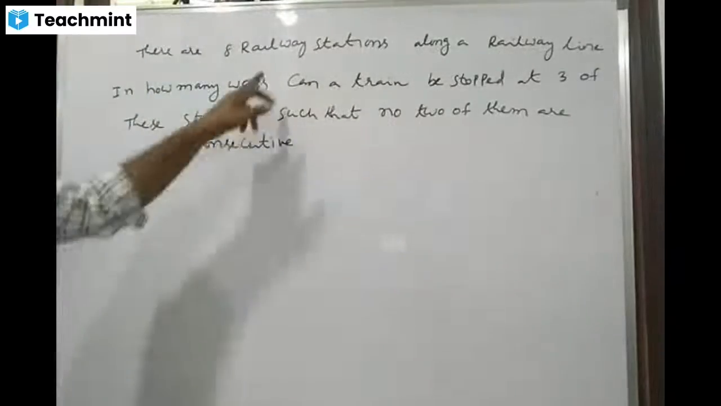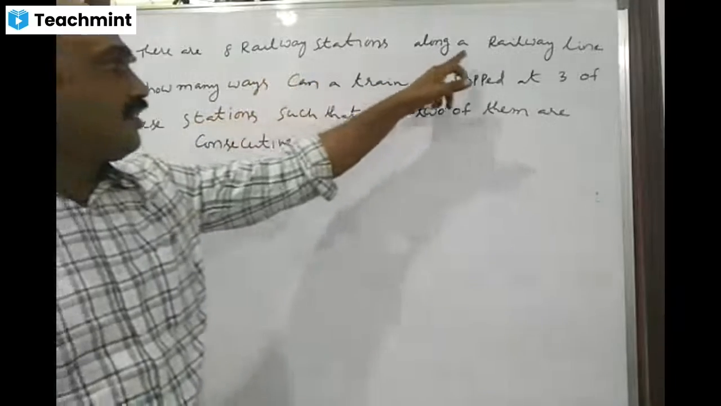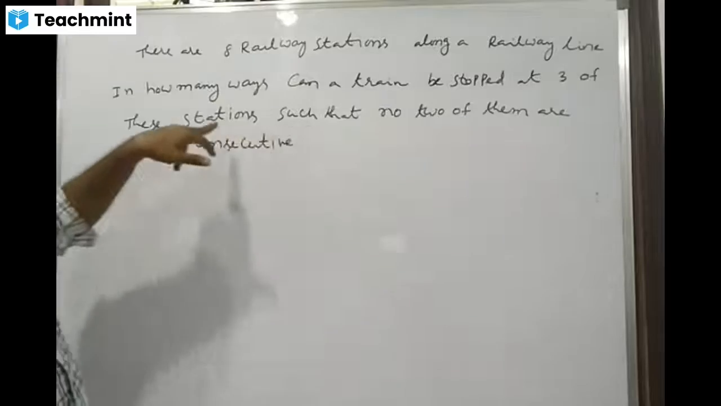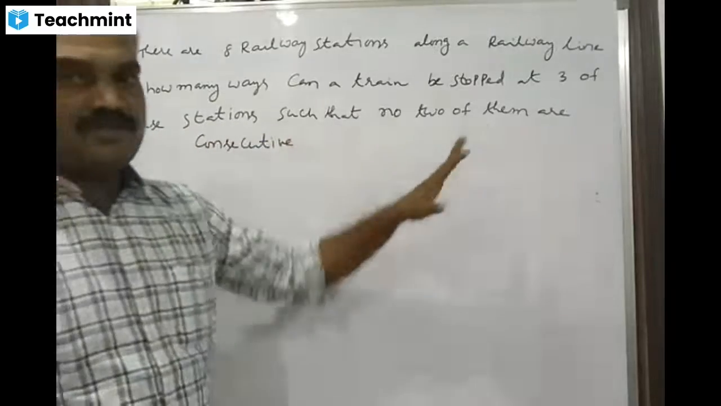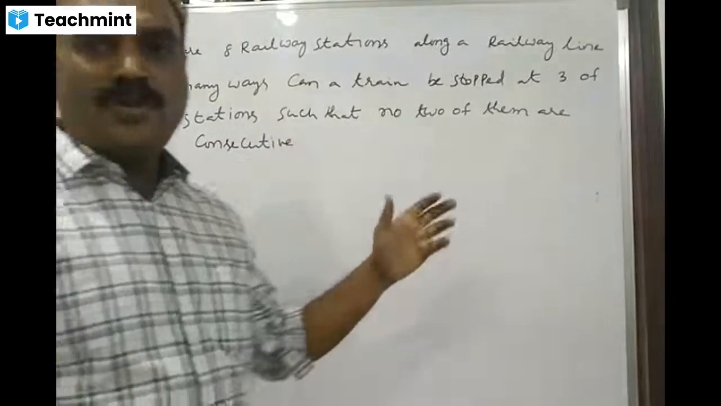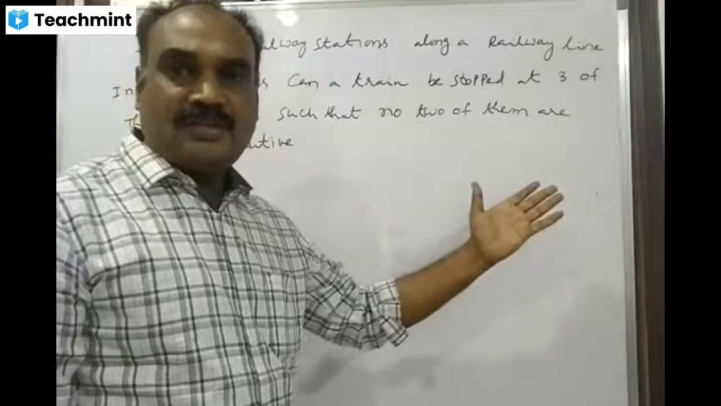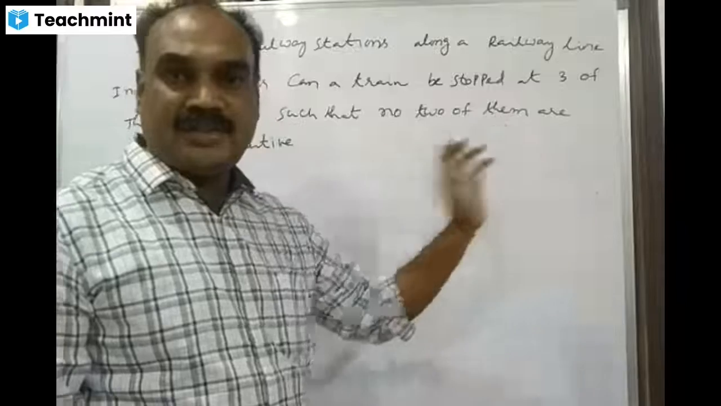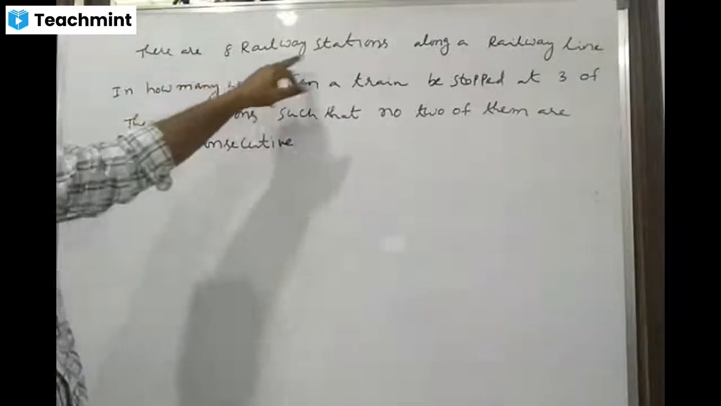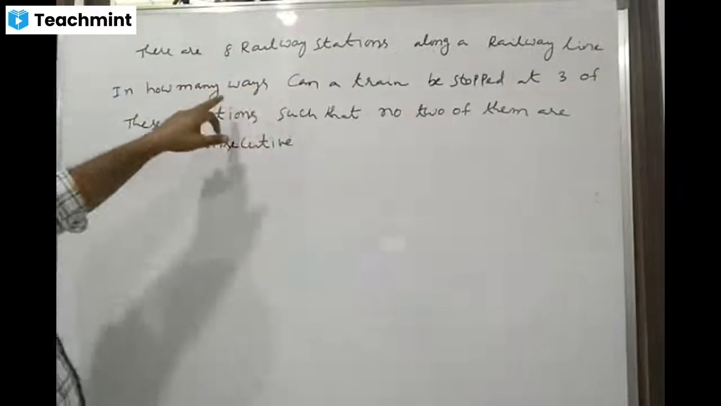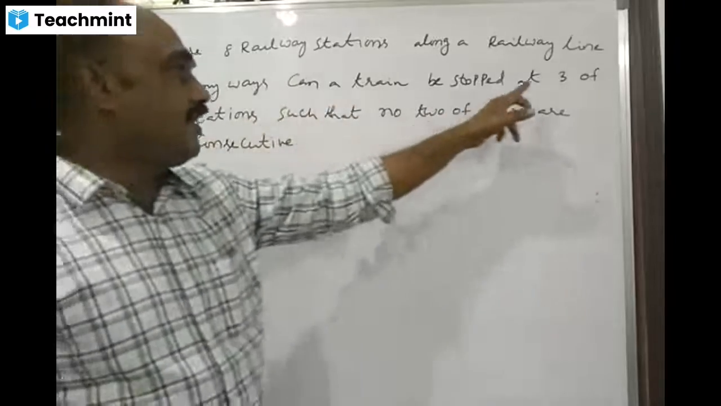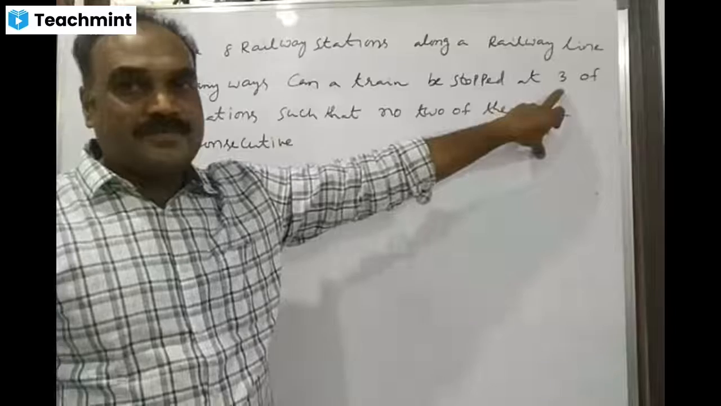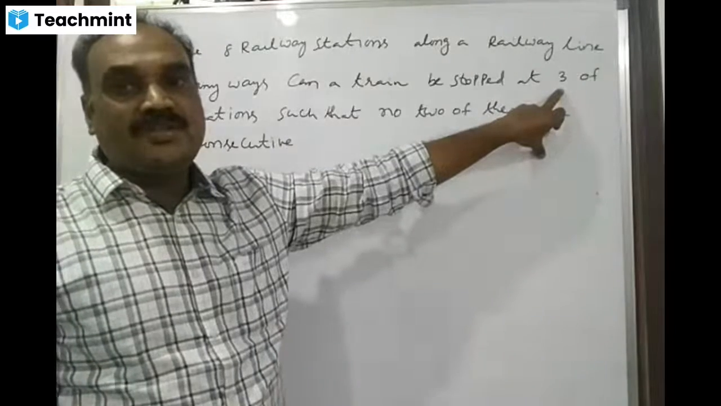There are 8 railway stations along a railway line. In how many ways can a train be stopped at 3 of these stations such that no two of them are consecutive? No two boys come together means first arrange girls, suppose 6 boys, 6 girls. So here stopping stations are 3.